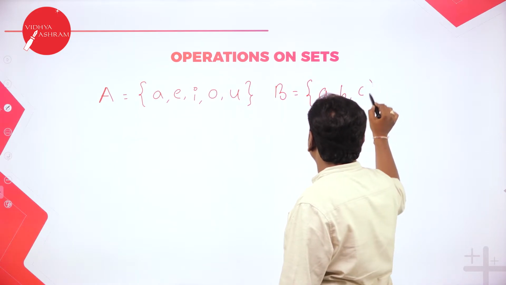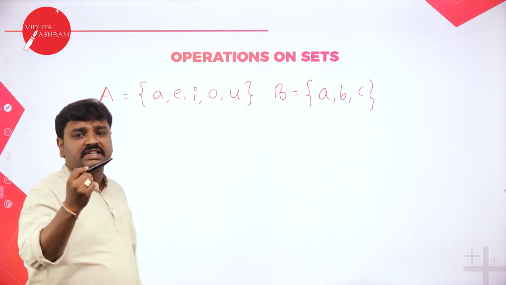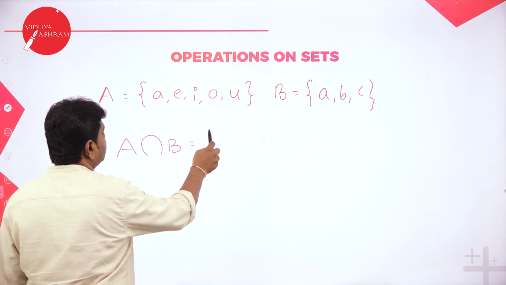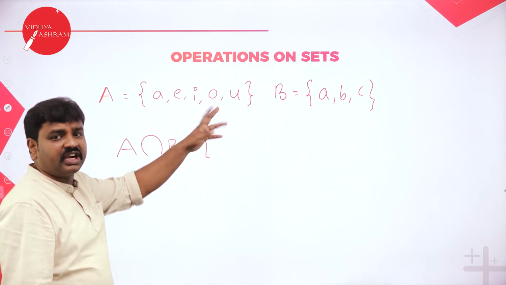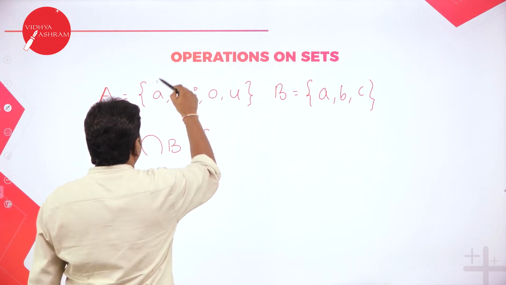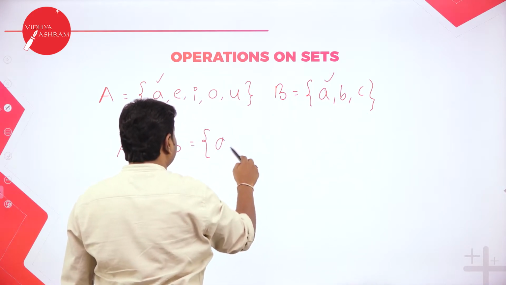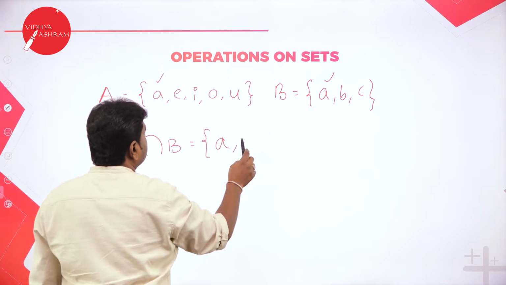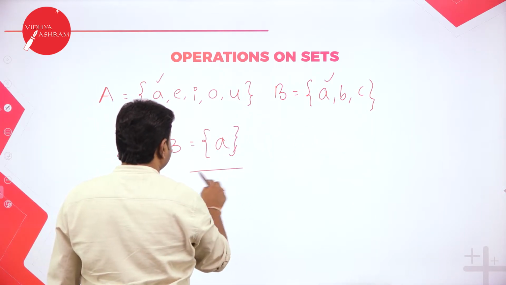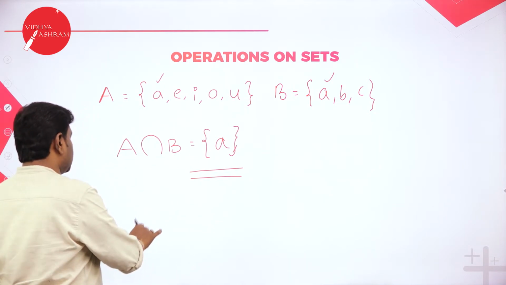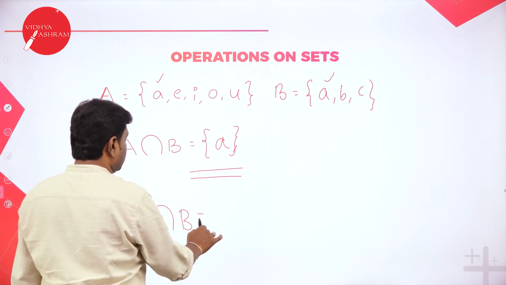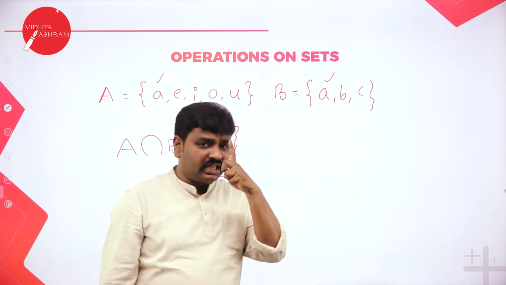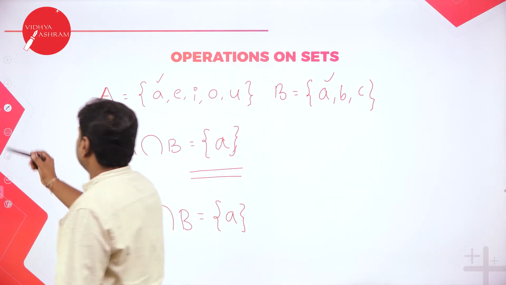Now they want you to find intersection. What they want you to find? Intersection of A and B. So they want you to find A intersection B. What is meant by A intersection B? A set containing common elements of A and B. What are common in both? A is present in both, you can see. So I can write it here. And E is not present in both. I is not present in both. O is not present in both. That's it. So after I do intersection, I get only one element. So A intersection B gave me only one element, that is A. And I can call this set as what? Singleton. What is singleton? A set containing one element. So now next.